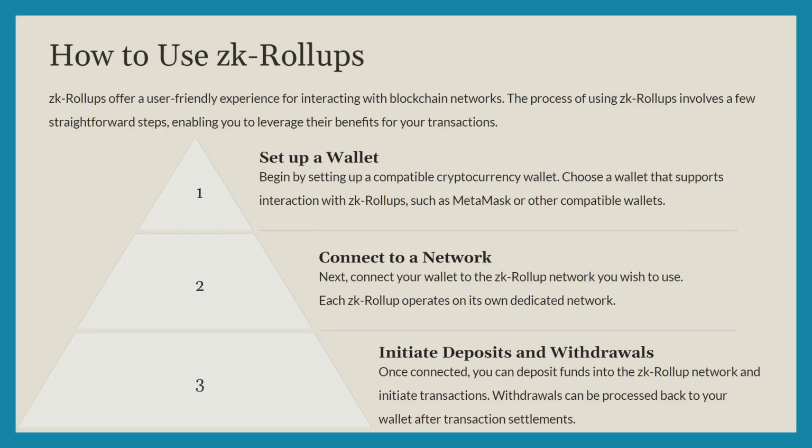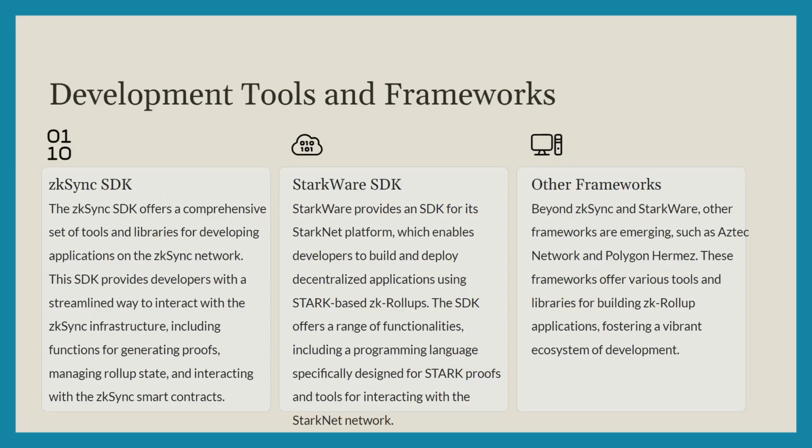Next, you connect to a network. You connect your wallet to the ZK rollup network you wish to use. Each ZK rollup operates on its own dedicated network. After that, you initiate deposits and withdrawals. Once connected, you can deposit funds into the ZK rollup network and initiate transactions. Withdrawals can be processed back to your wallet after transaction settlements.